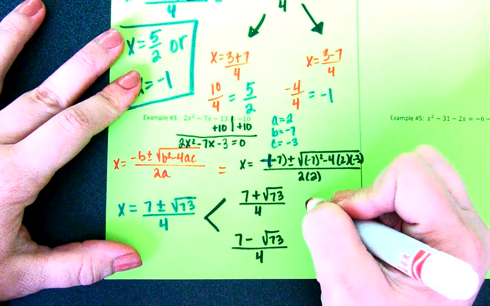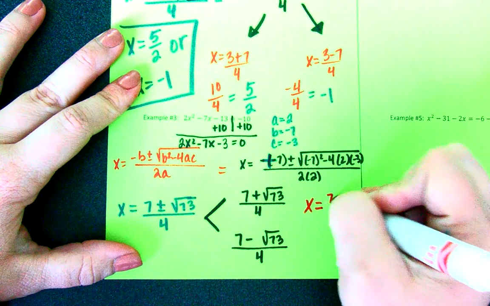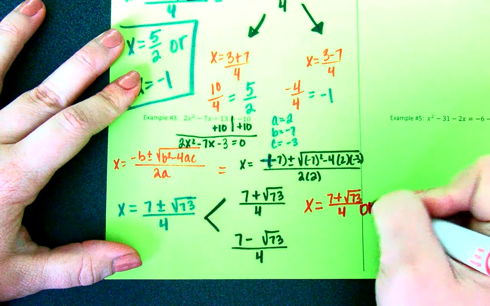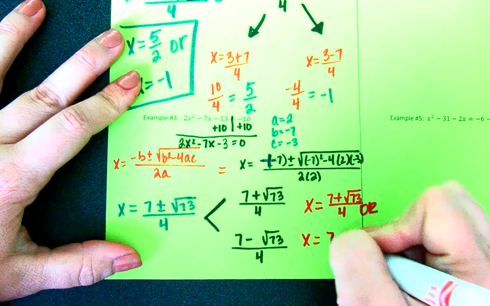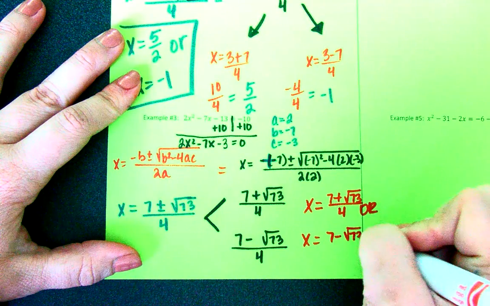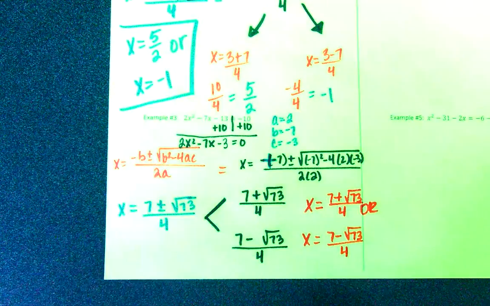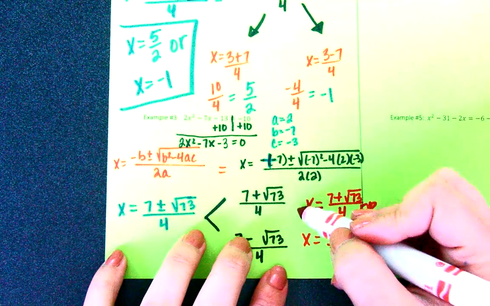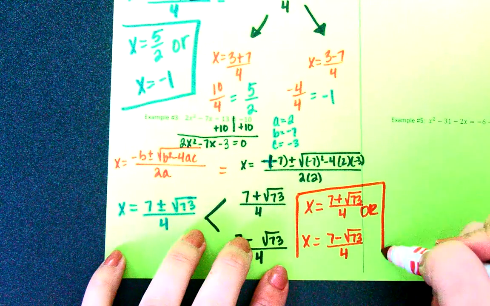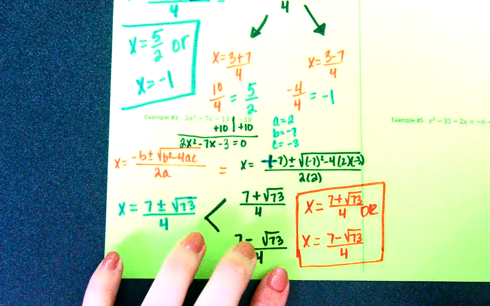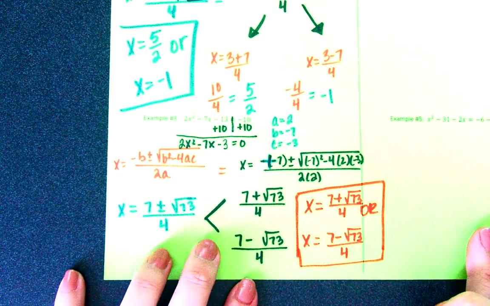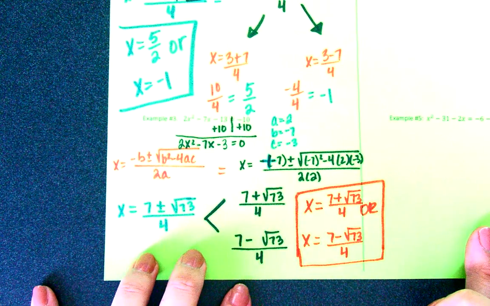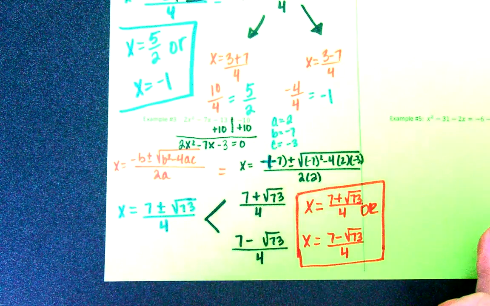Your final answer would be x equals 7 plus the square root of 73 divided by 4, or x equals 7 minus the square root of 73 divided by 4. Those are your two answers. You leave it as the square root. Any questions? Make sure if you have questions, you come with them tomorrow.